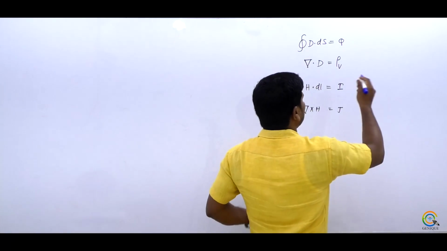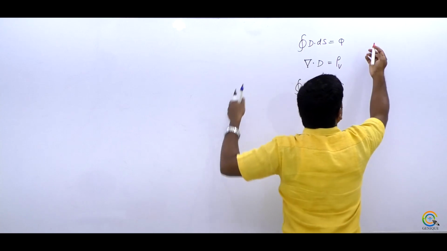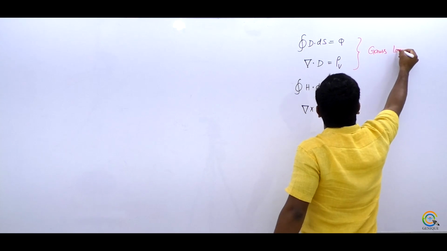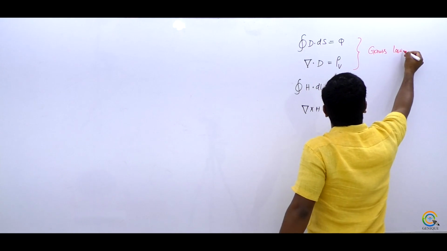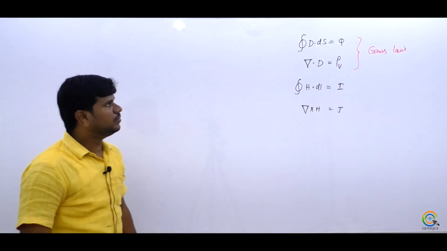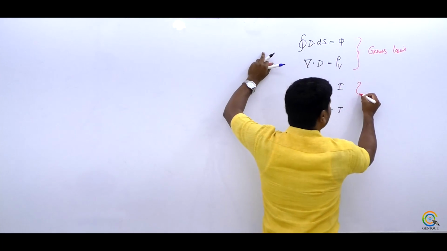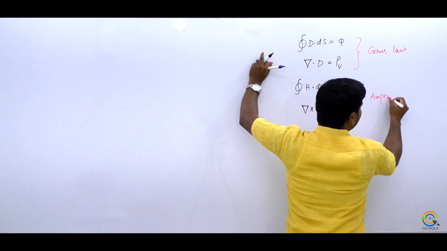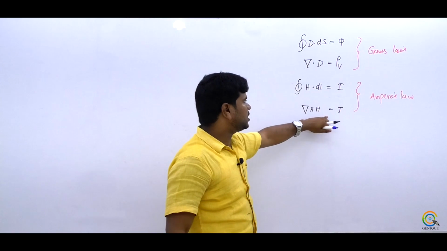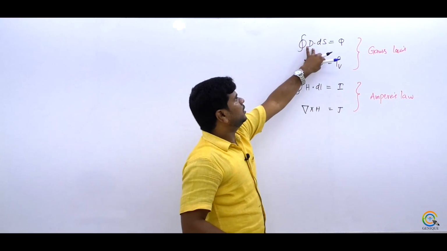So these 2 are called the Gauss laws. The first one is Gauss law in the integral form, and the second one is the Gauss law in the point form. Here it is called Ampere's law: Ampere's law in integral form, and this is called Ampere's law in point form. This is the total flux.